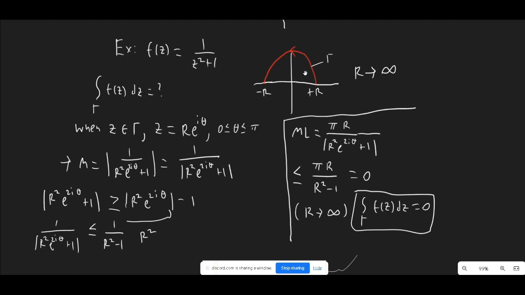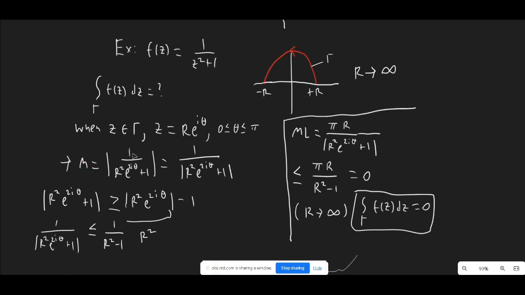So the first thing we're going to do is say that when z is some point on gamma, z can be represented by r times e to the i theta, where 0 is less than or equal to theta is less than or equal to pi. That just sums up all the possible values of z. So that means that our M is going to be the absolute value of 1 over r squared e to the 2i theta plus 1, take the modulus of all of that, right?